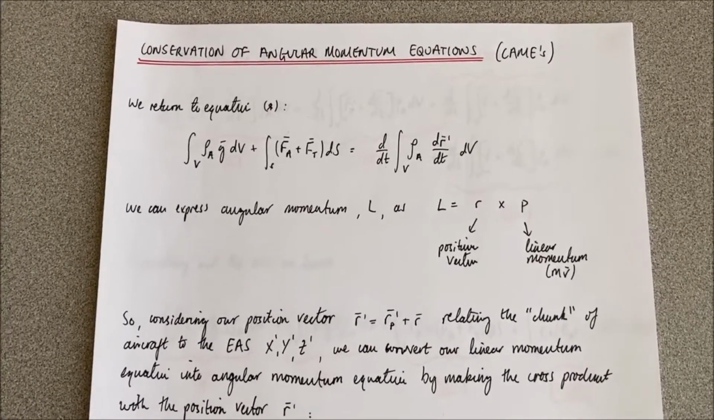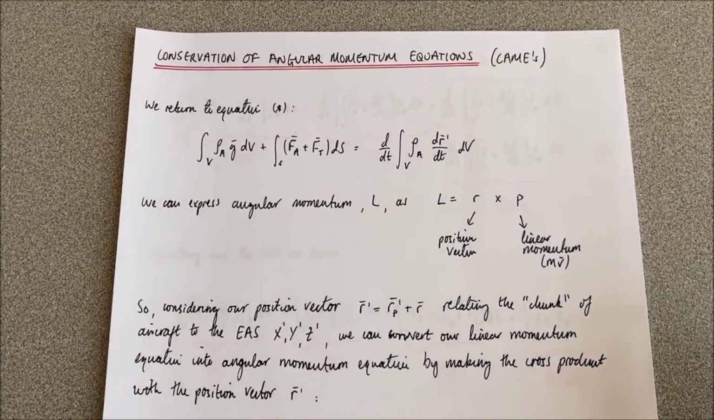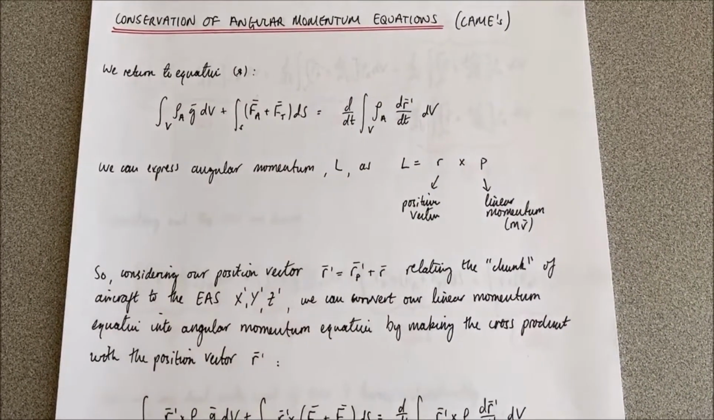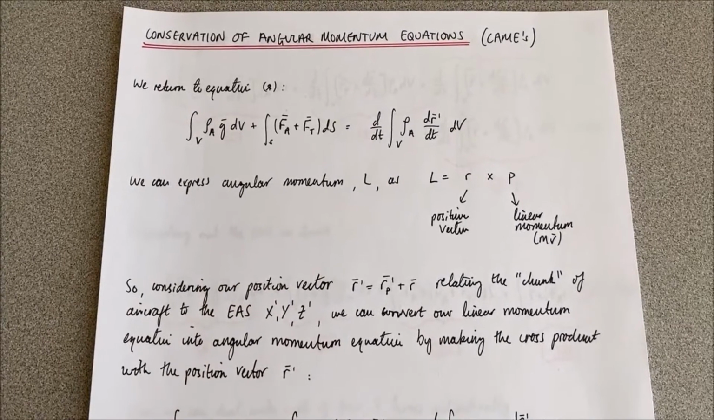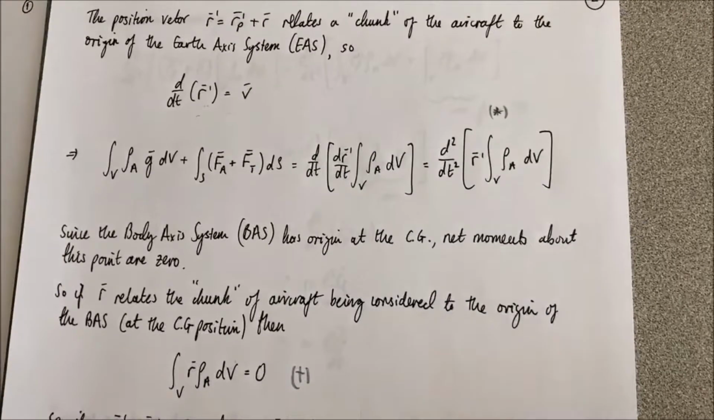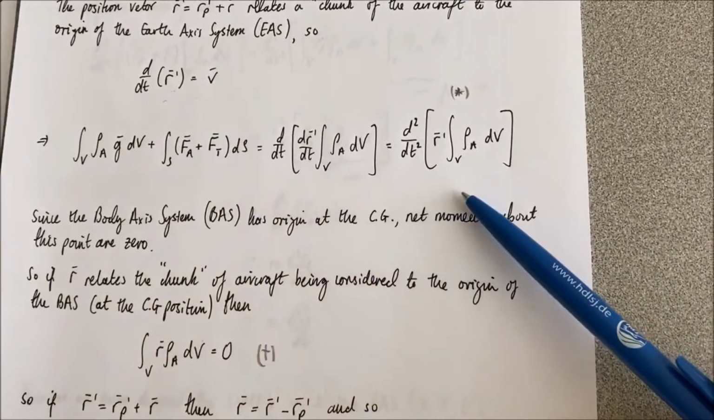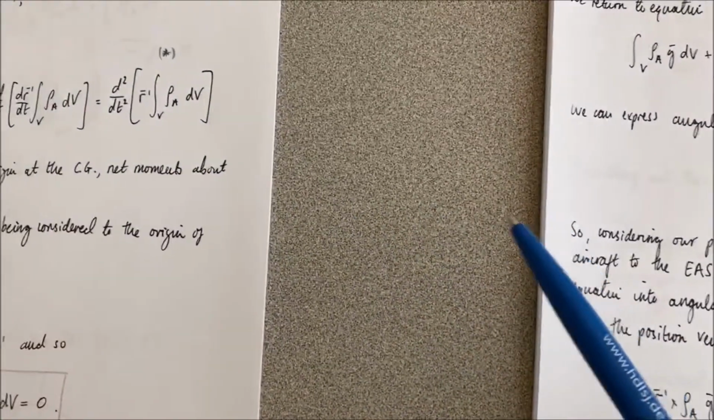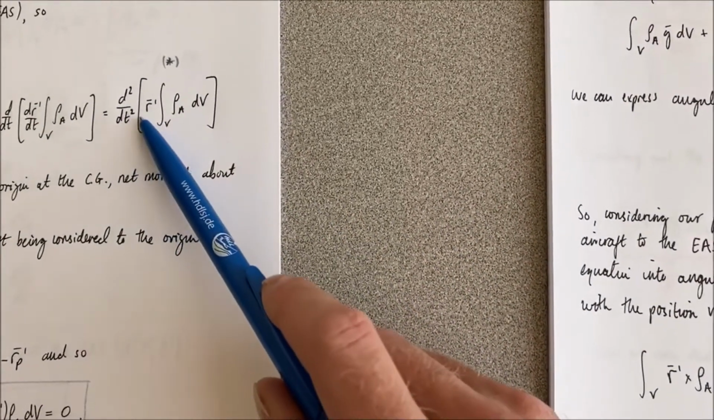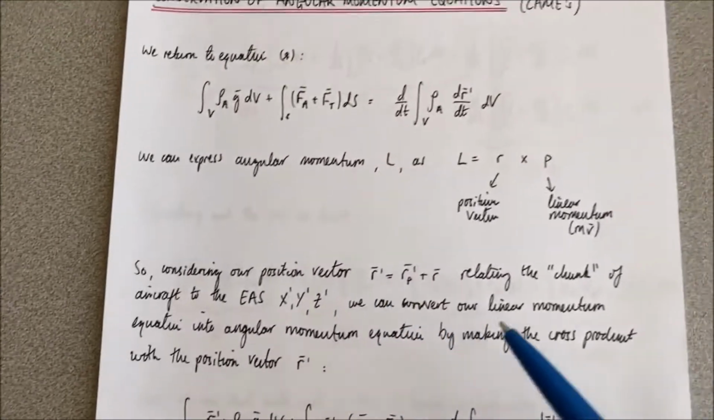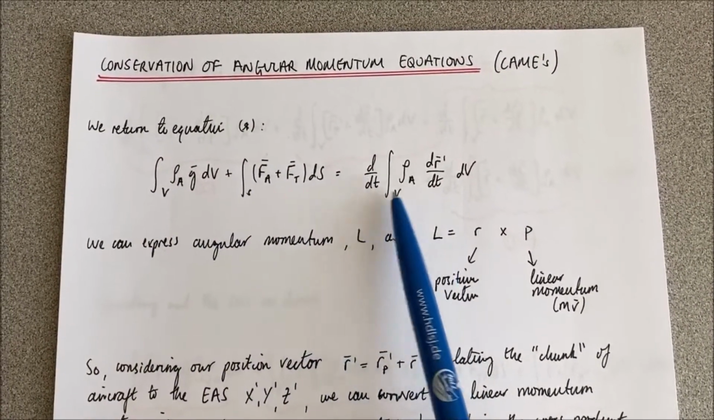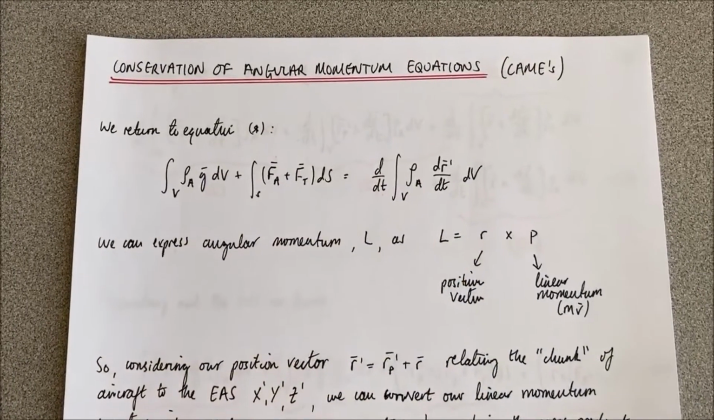So to start this derivation off, we actually return to our equation star from our derivation of the conservation of linear momentum equations. You recall star was this equation here. And we start by using this equation, and all I've done is just pushed one of these derivatives inside of the integral. The rest of it stays the same. Okay, so one of those derivatives goes inside the integral, the rest of it stays the same.